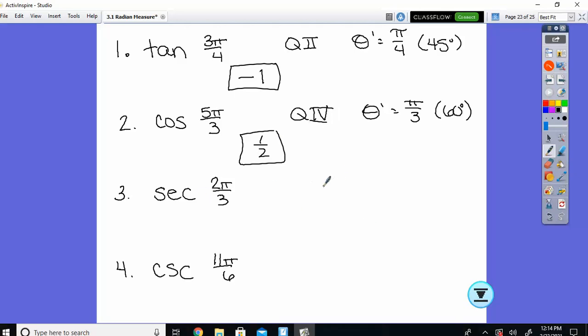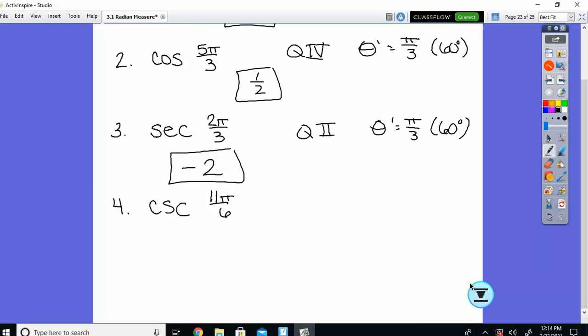Number 3, secant of 2 pi over 3. What quadrant is 2 pi over 3 in? Quadrant 2, the numerator is 1 more. Reference angle is just pi over 3, or 60 degrees. In quadrant 2, all students, sine is positive, so secant, that's the reciprocal of cosine, would be a negative. Okay, to get secant, I'm going to think about cosine for a second.